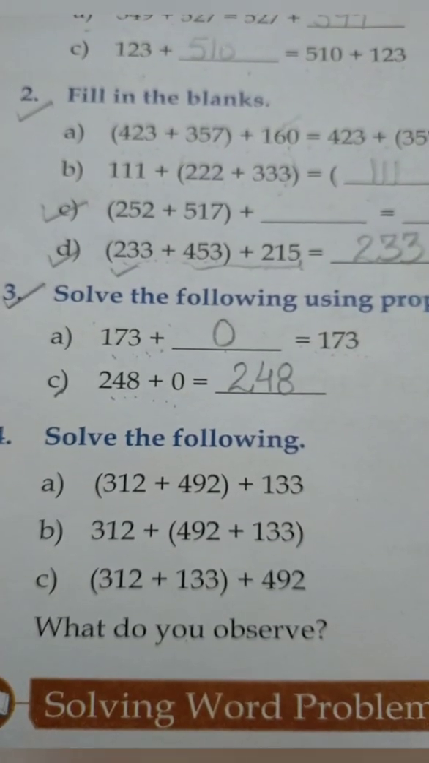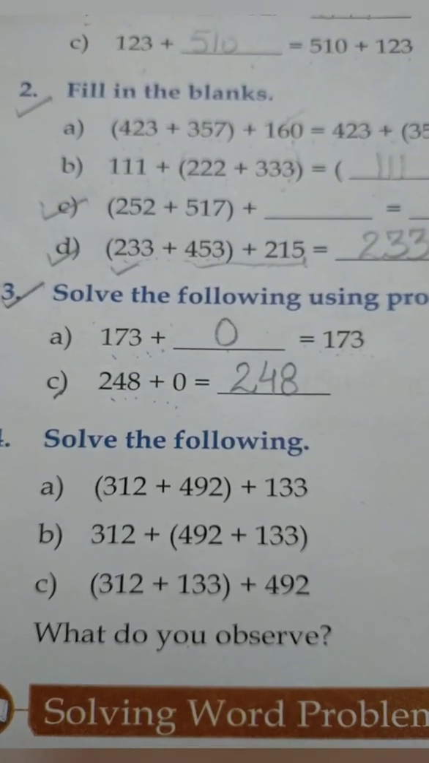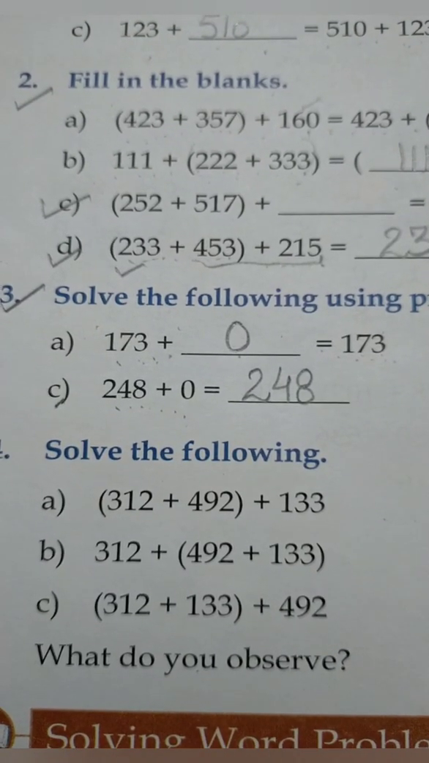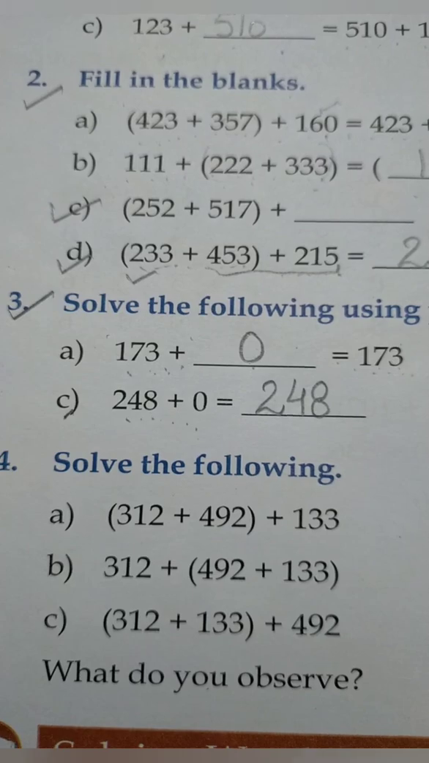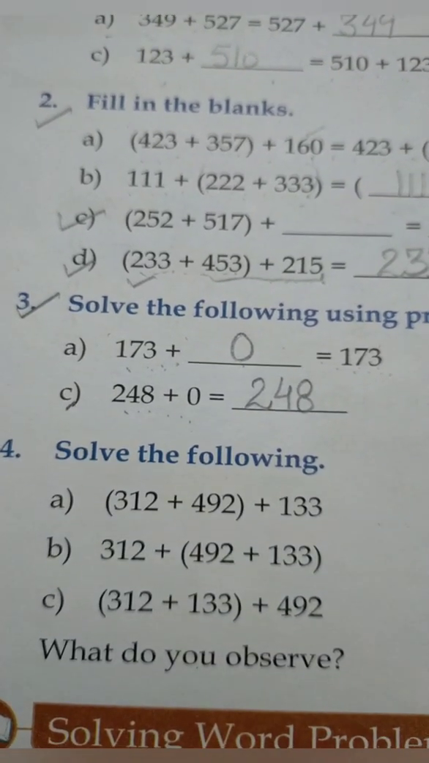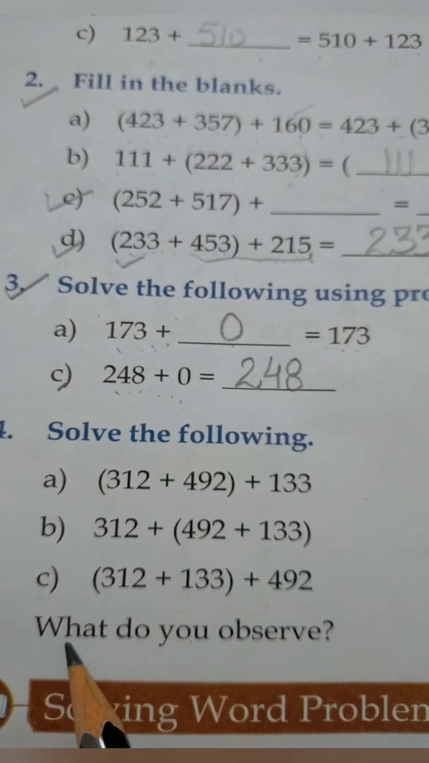Here in solve the following, what is to be done? We can see that three numbers are added and they are grouped in three different ways. We have to add these three numbers according to these three different ways, and it is asked from us what we observe. Let's see what we will get. This is sum number 4.